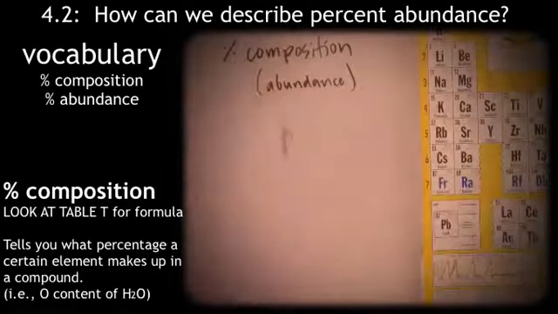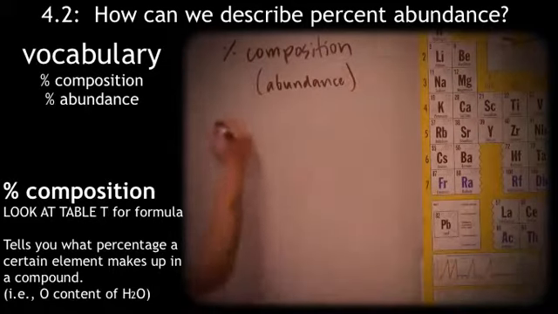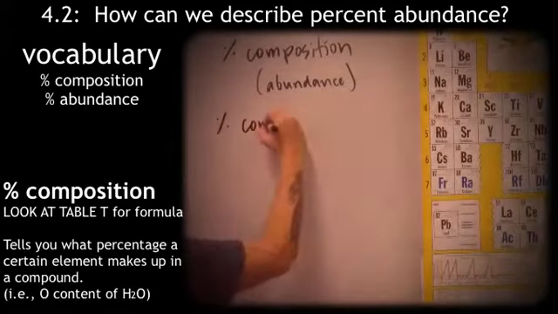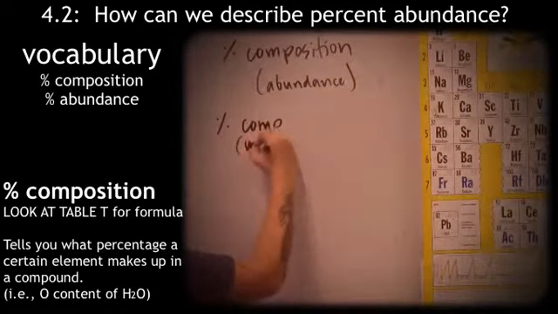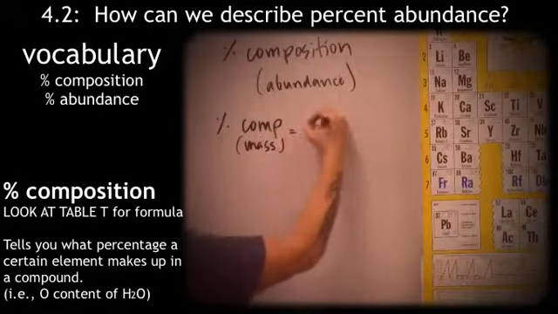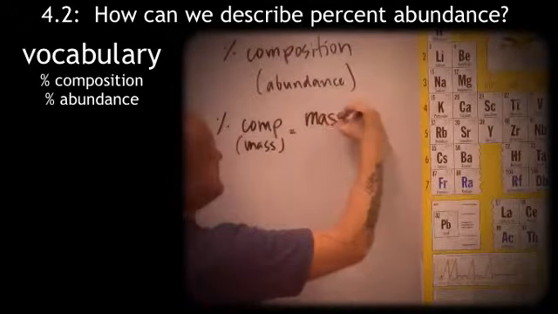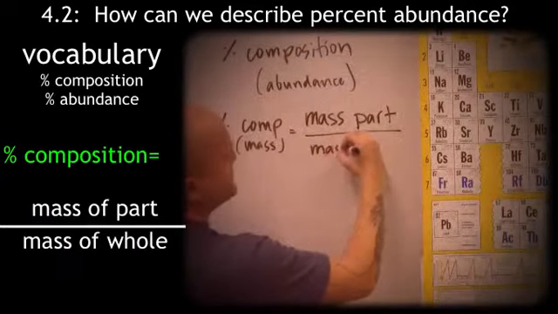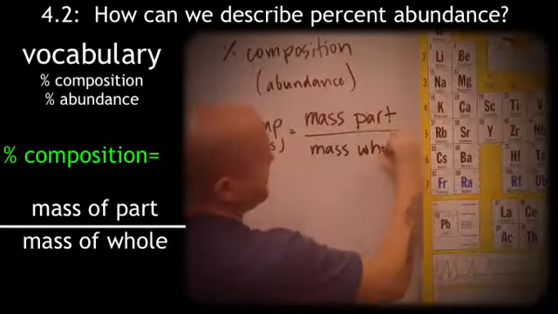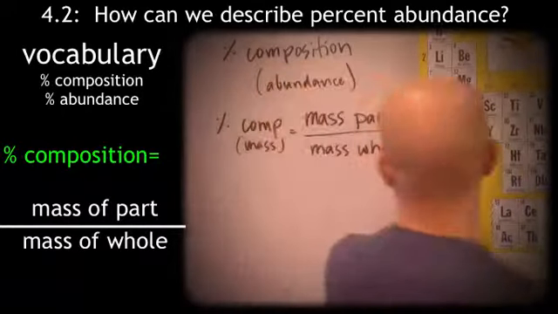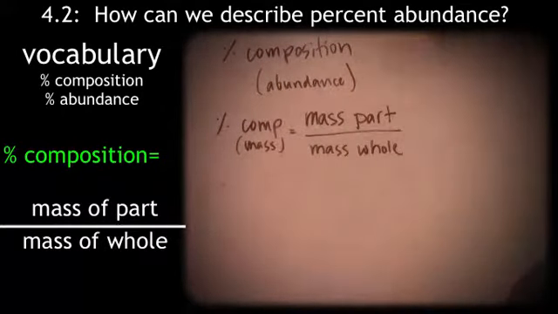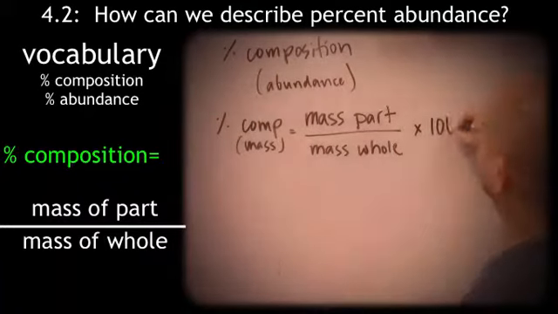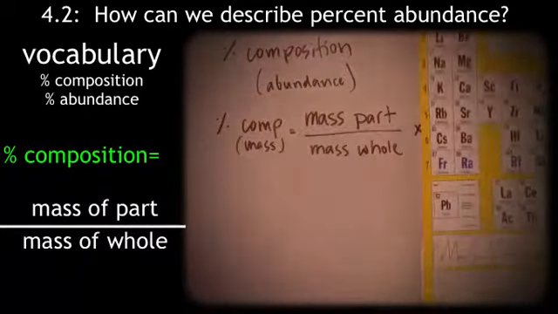Table T states that percent composition by mass equals mass of the part over mass of the whole times 100%. It's in Table T.